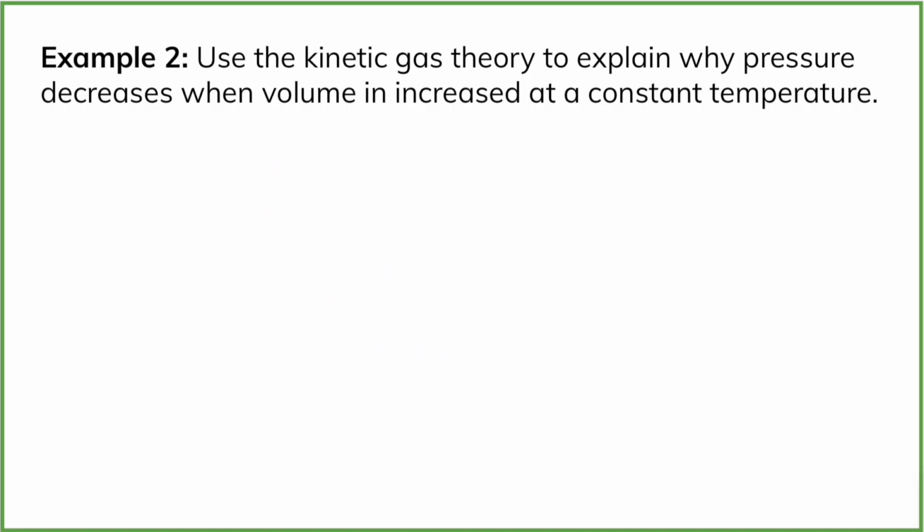Next, we want to use the kinetic gas theory to explain why pressure decreases when volume is increased at a constant temperature. So imagine we have some sort of container that changes volume. A classic example would be something like a piston. And so we have this fixed mass of gas, so gas cannot enter or escape, and the temperature remains the same. So what's going on here? If I pull this out farther, why would the pressure go down when we increase the volume?